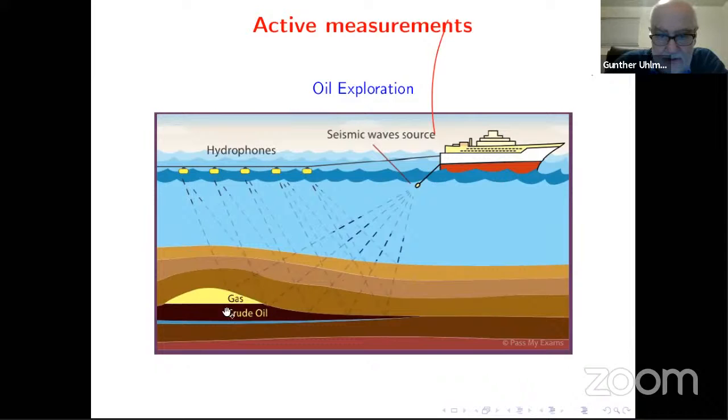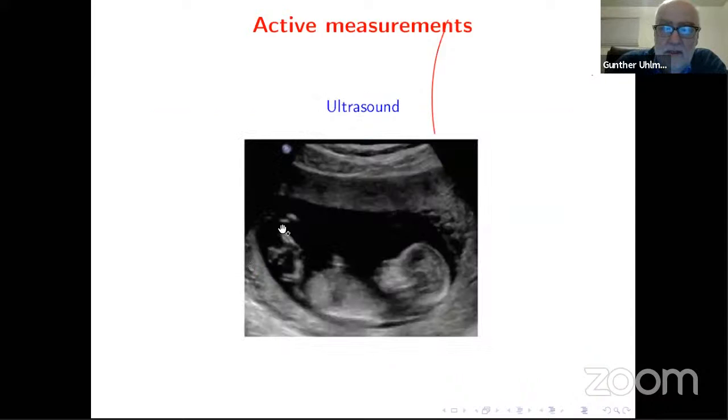And from that information, you try to deduce where there is oil in the subsurface. But you're sending explosions, and ultrasound is another example of active measurement. In this case, the scale is completely different and the frequencies are different. You send high frequency waves and you measure the echo, and from that you create an image of the inside.